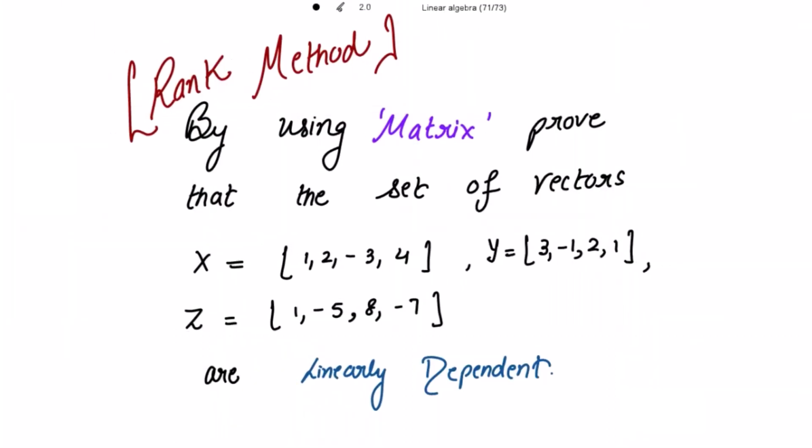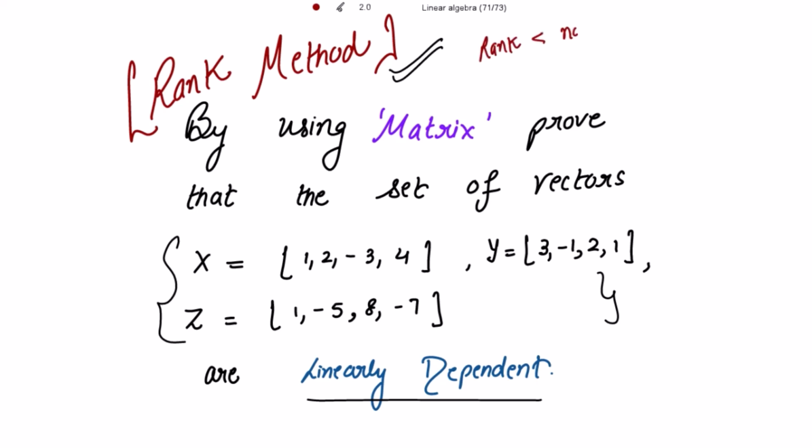By using the matrix, we need to prove that this set of vectors is linearly dependent, and we need to use the rank method over here. What is the rank method? If the rank of the matrix is less than the number of vectors, then the vectors are linearly dependent. And if the rank of the matrix is equal to the number of vectors, then the vectors are linearly independent.